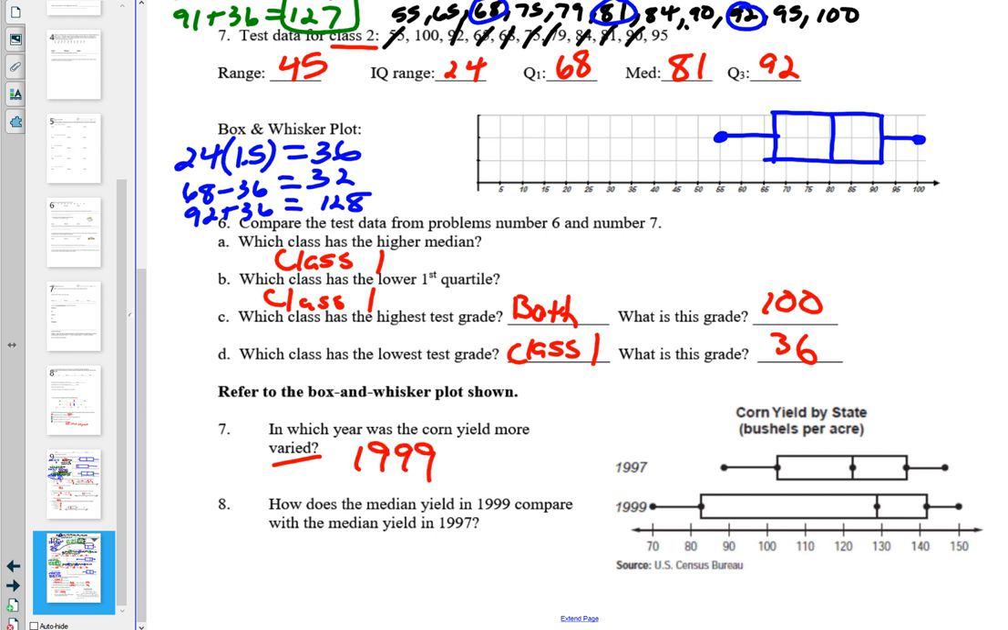How does the median yield in 99 compare to the median yield in 97? Yeah, it's greater. Say higher is fine, but say greater. Not really bad.